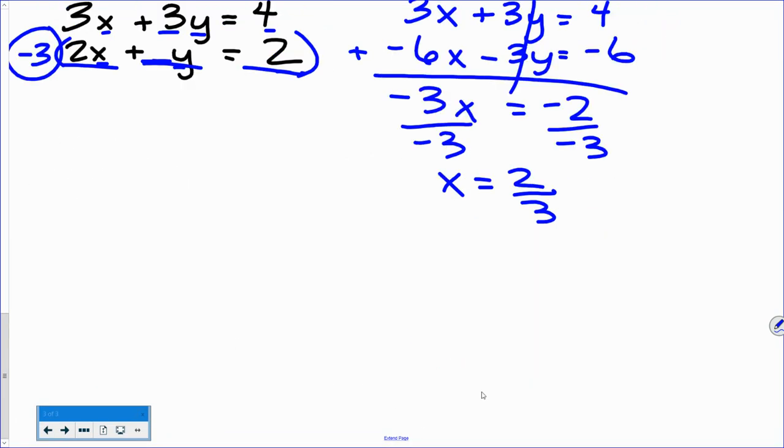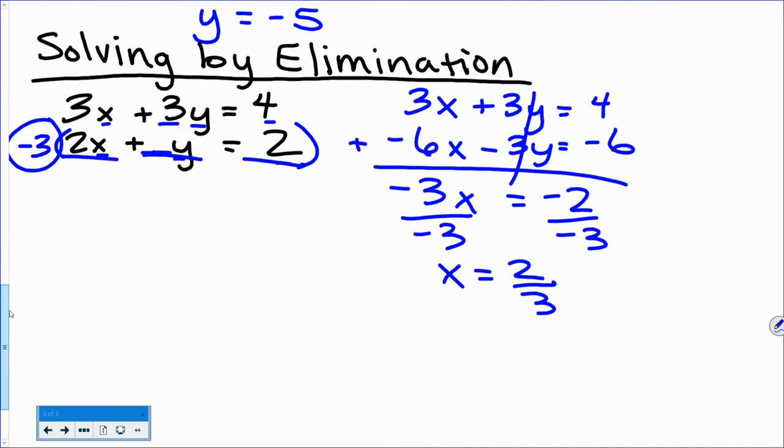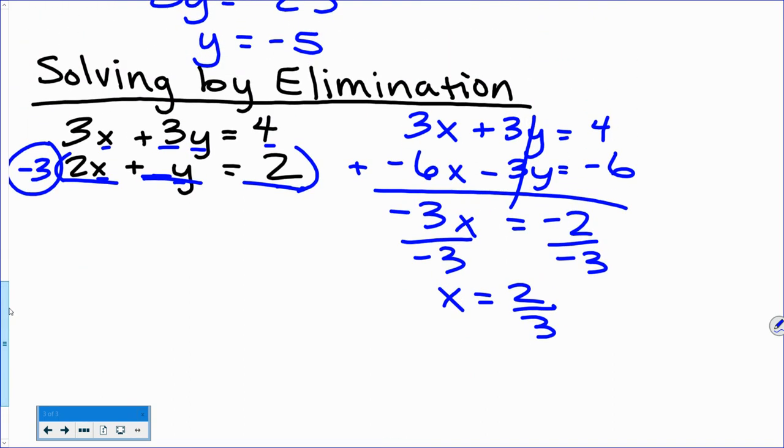Okay, so now I need to go back and solve for y. Now that I have 2/3, I'm going to put it back into one of those two equations in place of the x. It doesn't matter which one. If I were you, I would do the first equation because it will be easier to plug in a 2/3 when I'm multiplying it by 3. So 3 times 2/3 plus 3y equals 4.